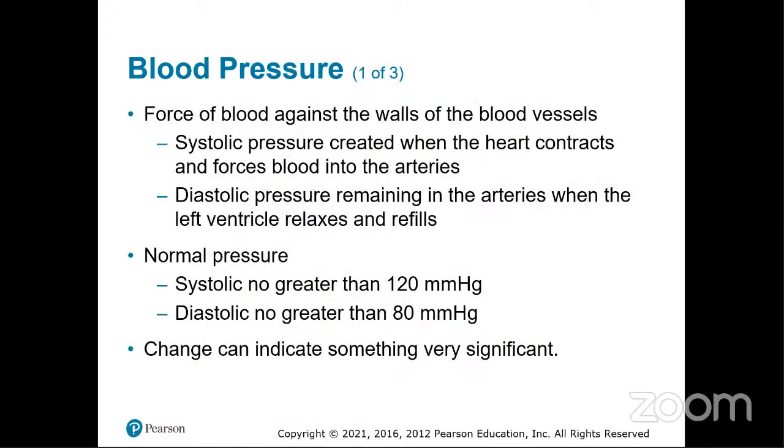Blood pressure, we've hit on this one too. The systolic is created when the heart contracts. And diastolic is what remains after the left ventricle relaxes and refills. So normal, I promise you, you will see this one. Systolic, no greater than 120, and diastolic 80. So 120 over 80. Same thing, though, ask the patient, because there's some people that their normal is 90 over 60 and they do just fine. And there's some people that are 140 over 90 that do just fine. Okay.